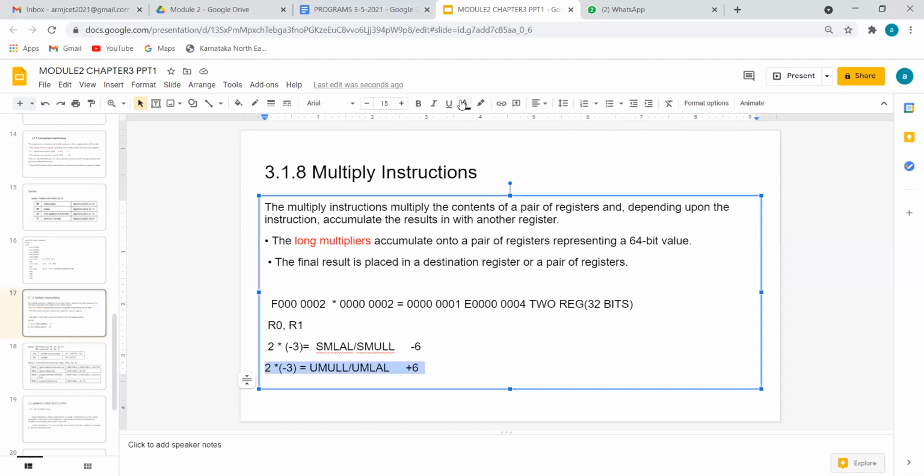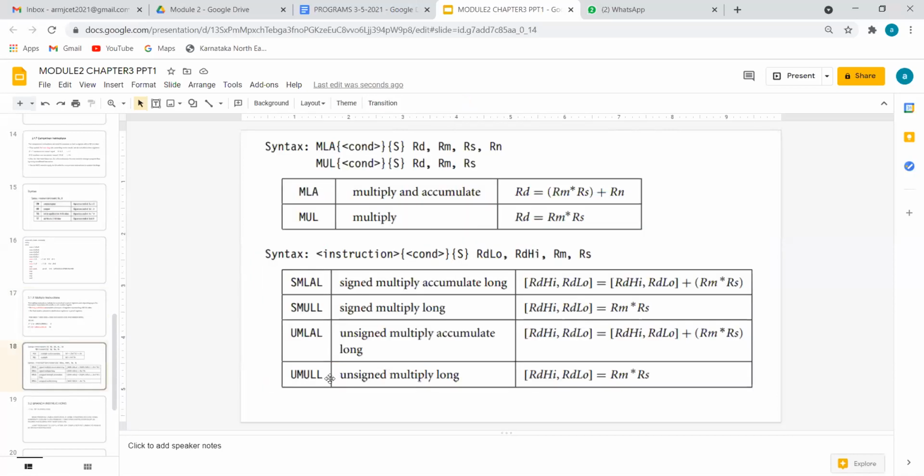2 star of minus 3, but I want to explain it with the help of UMULL and UMLAL. What is the definition of UMULL? Unsigned multiply long. How to remember? MUL in the middle letters means multiply. Left of that, the prefix U indicates unsigned. Right of that, the suffix L indicates long. So what is the original instruction here? MLA. What is the definition of MLA? Multiply and accumulate. Just left of that, U indicates unsigned. Right of that, L indicates long.